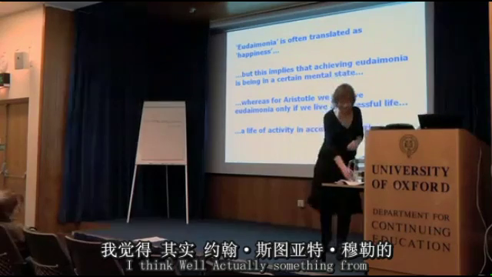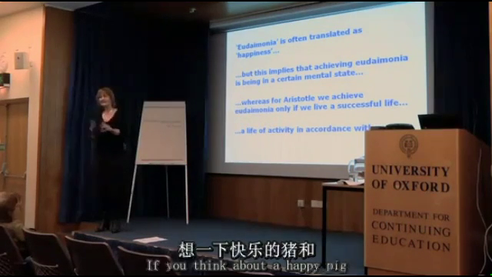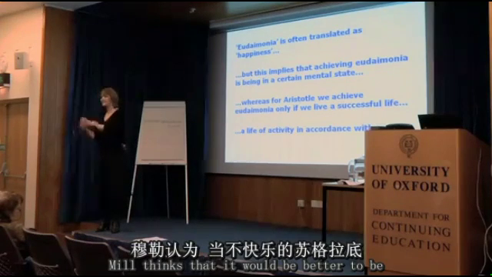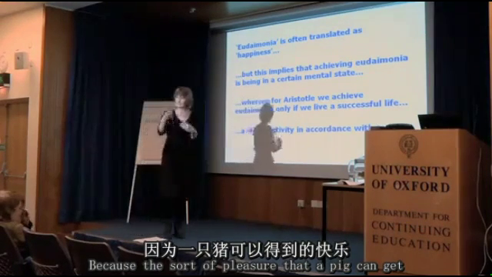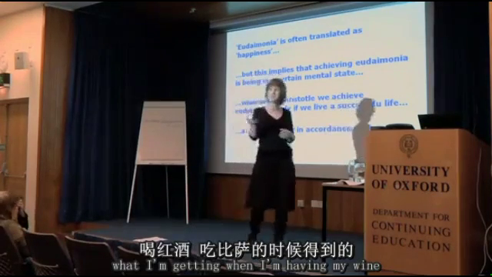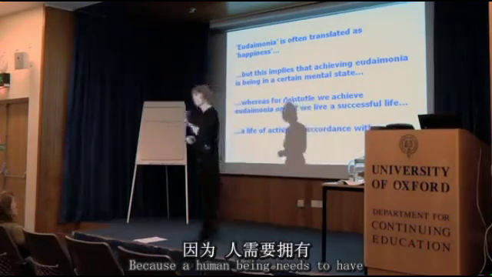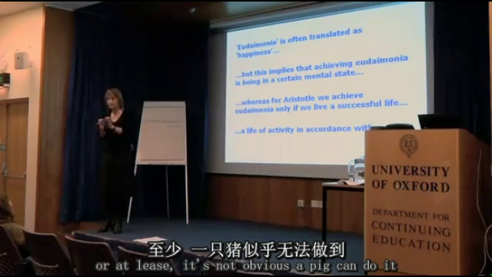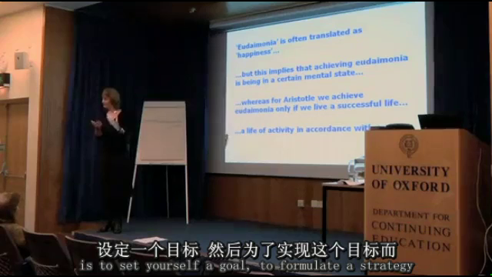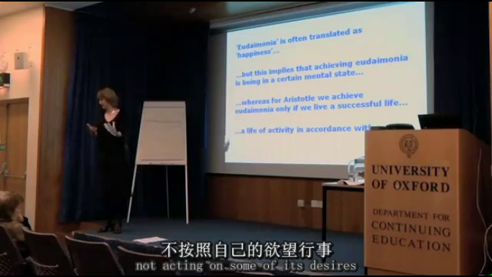I think, well, actually, something from John Stuart Mill's quite useful here. If you think about a happy pig and an unhappy Socrates, Mill thinks that it would be better to be an unhappy Socrates than a happy pig, because the sort of pleasure that a pig can get, which I should imagine is something similar to what I'm getting when I have my wine and my pasta, is not enough for the happiness of a human being. Because what a pig can't do, or at least it's not obvious a pig can do it, is to set itself a goal, to formulate a strategy by which to achieve that goal, and then to implement the strategy, which might involve, for example, not acting on some of its desires.